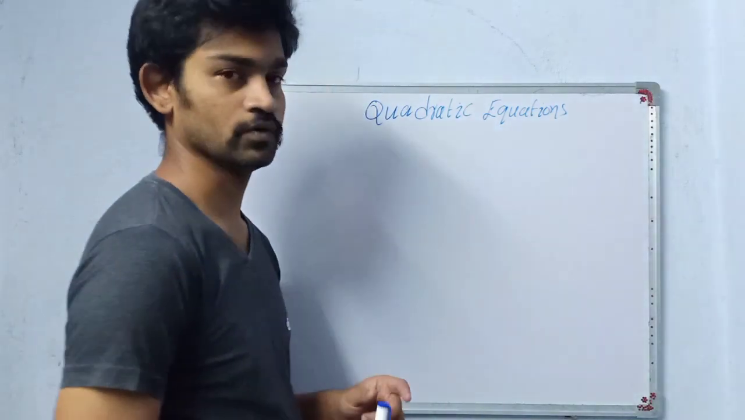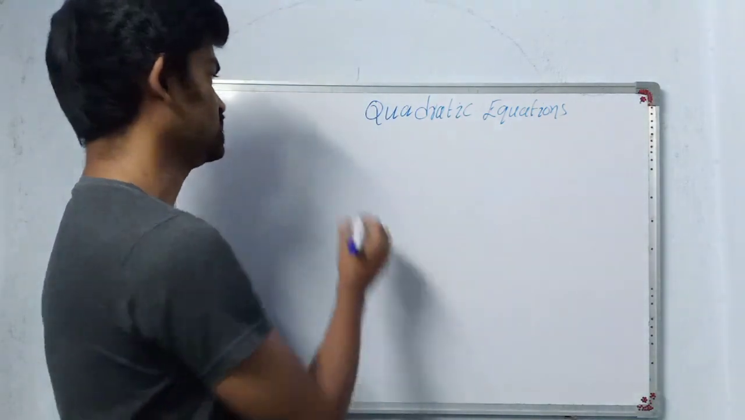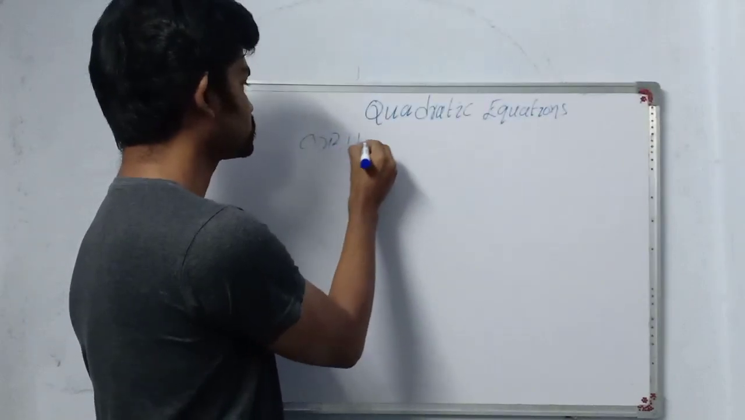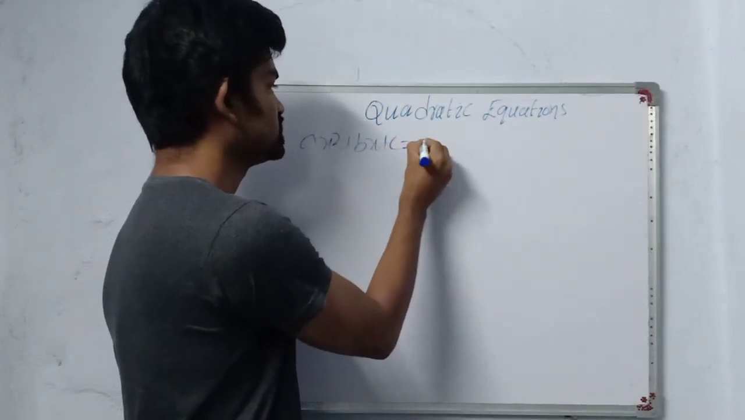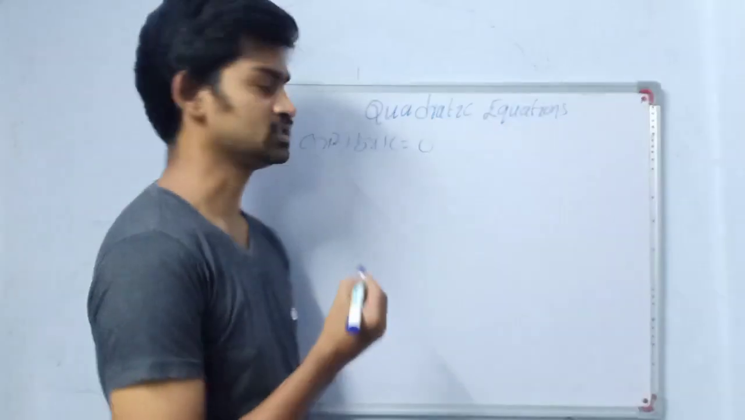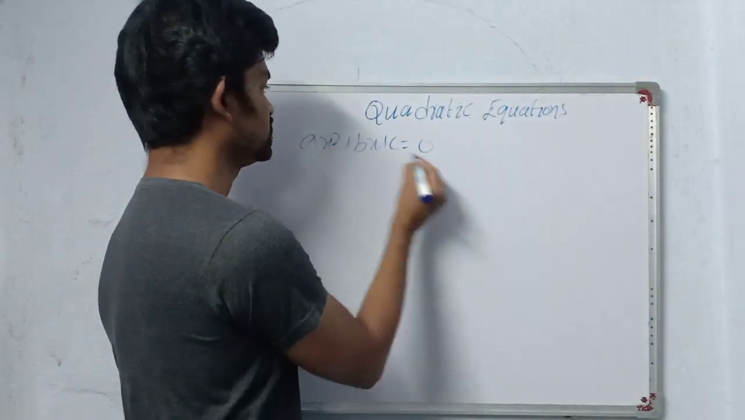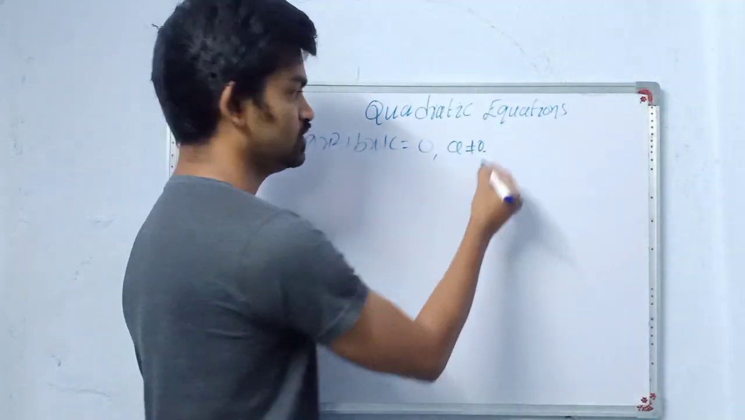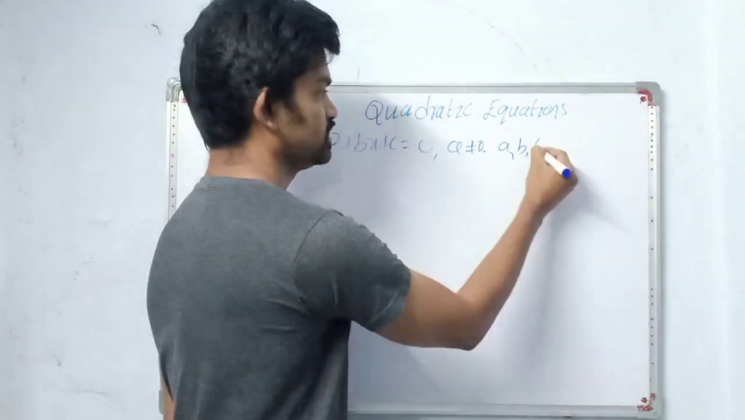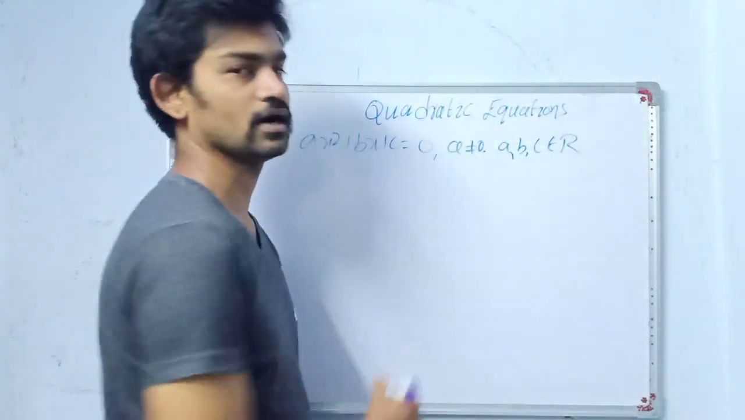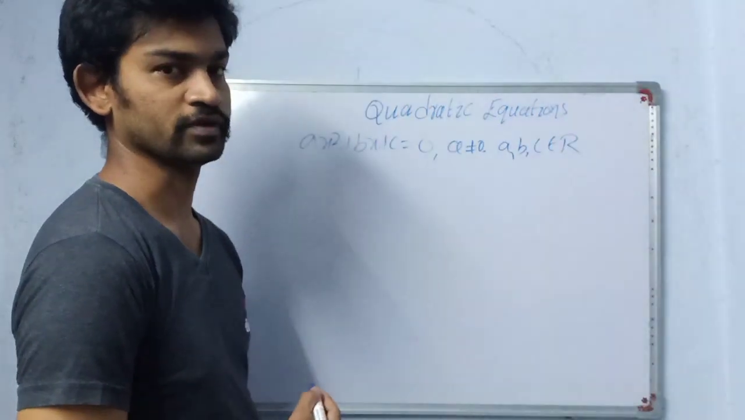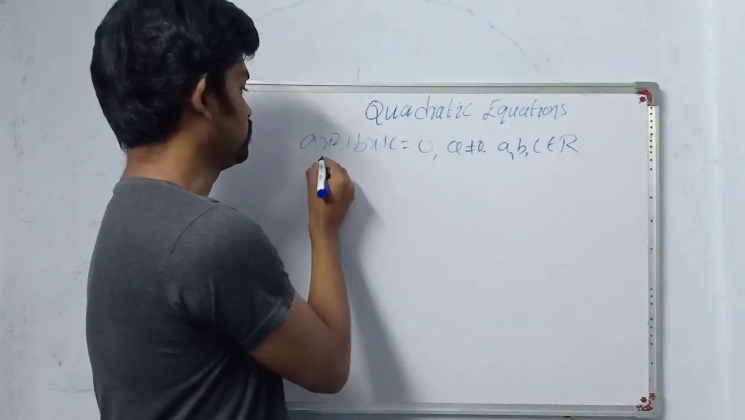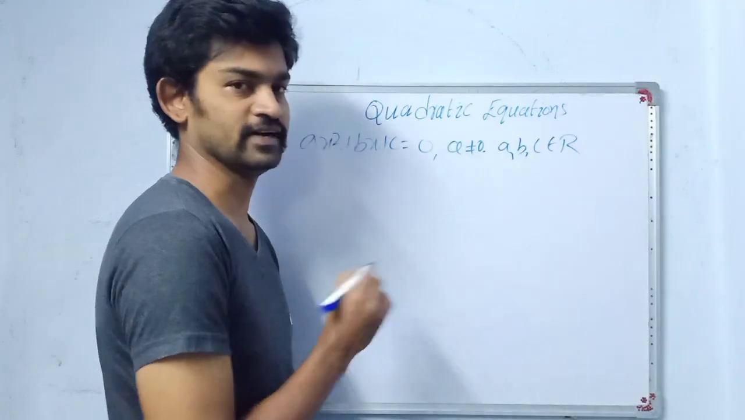As we discussed in the last class, the general form of a quadratic equation is ax square plus bx plus c is equal to 0, where the condition is a not equal to 0 and a, b, c belong to R. Okay, now we'll prove the formula. First, I will divide this equation by a.